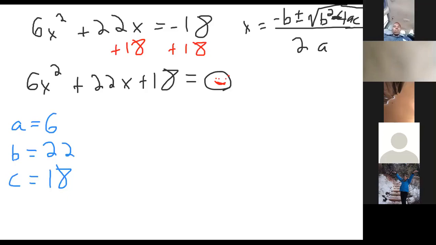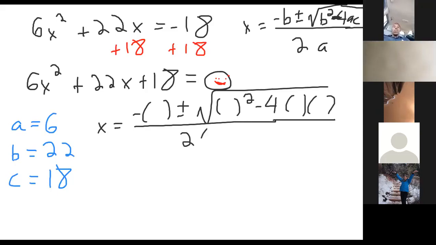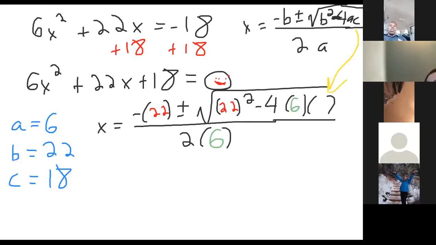So when I go to plug it into the quadratic formula, I'll plug it in here. So x equals negative b plus or minus square root of b squared minus 4 times a times c over 2a. Okay, so b is 22. B again is 22, goes here. Then we have A. A is going to go in 2 places. It's going to go here, and it's also going to go here. So A is 6. And then there's only one place the C goes, and it is right here. So that's 18.